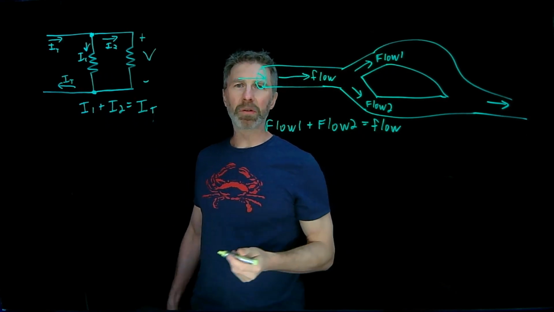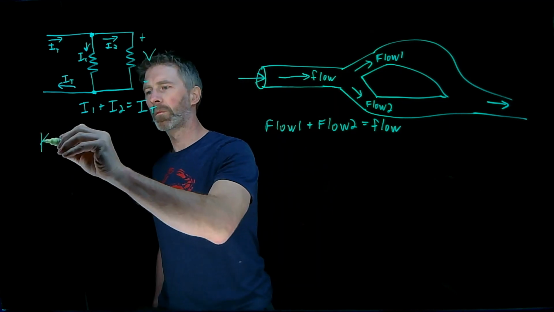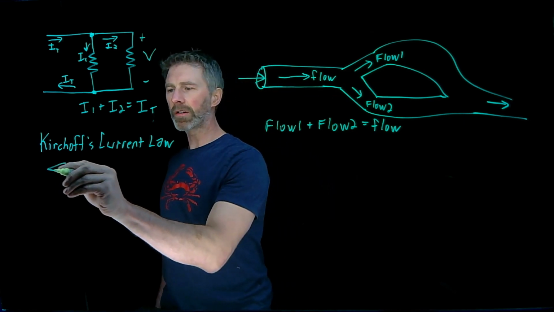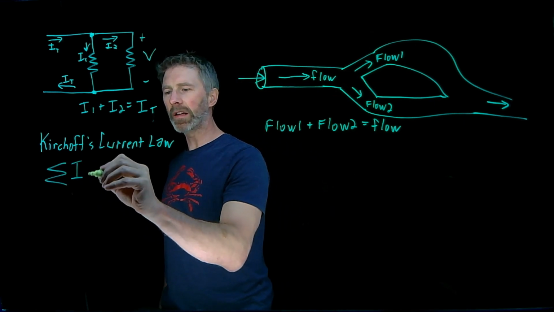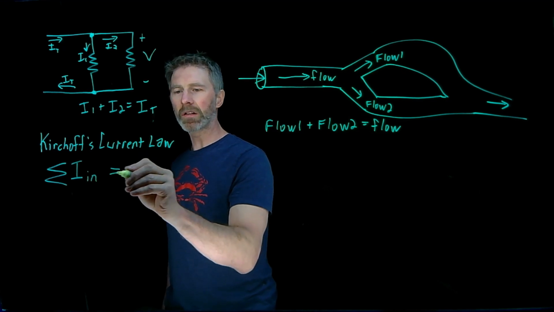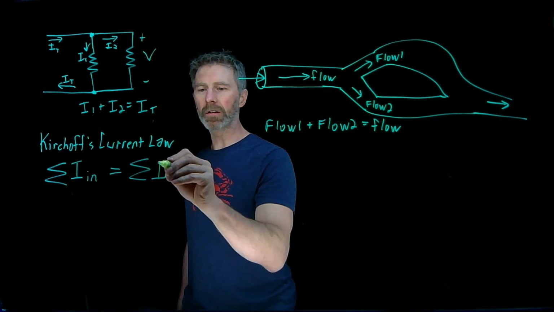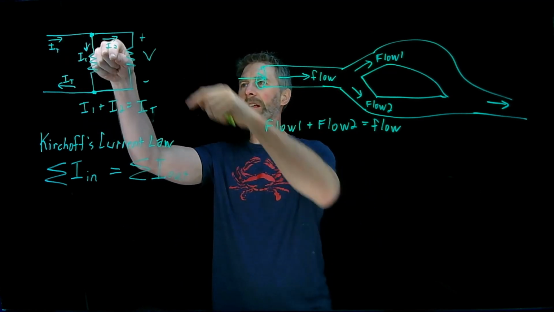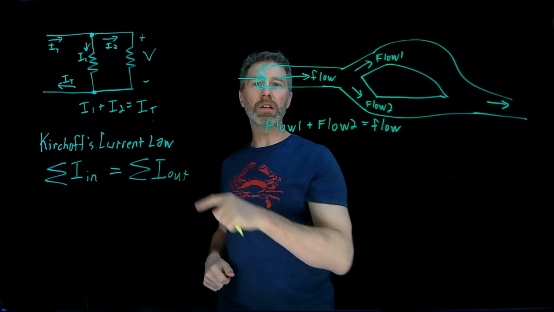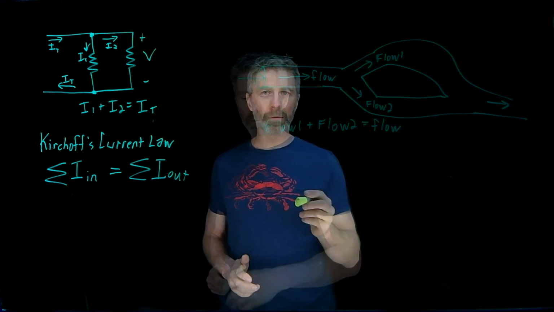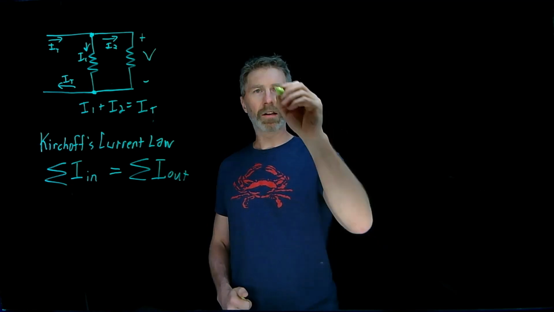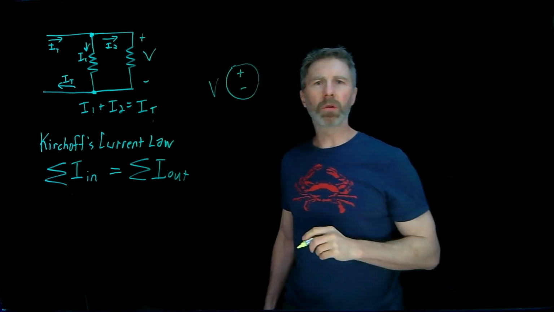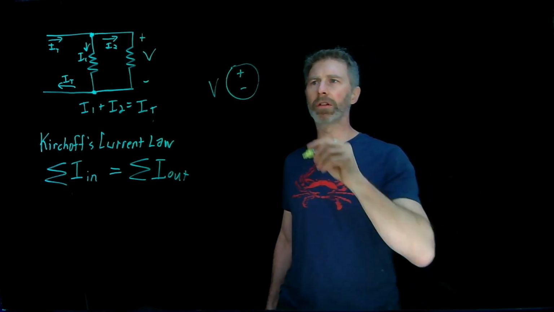So this is a brief introduction to Kirchhoff's current law. What Kirchhoff's current law says is that the sum of all of the currents that are coming into a node has to equal the sum of all of the currents that are leaving the node. In this simple example on this node, I've got one current coming in and two currents coming out. I1 and I2 have to add up to equal I total. I wanted you to know about this because I want to take a look at a situation where we have a voltage source connected to a whole bunch of resistors in parallel with each other.